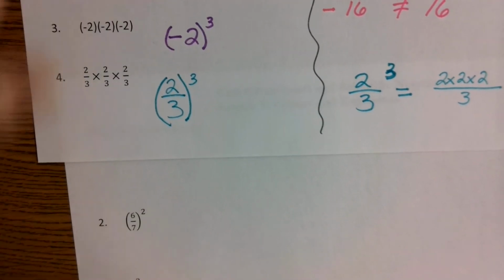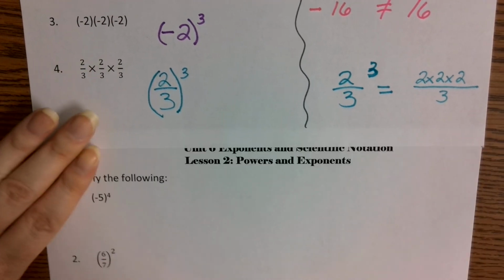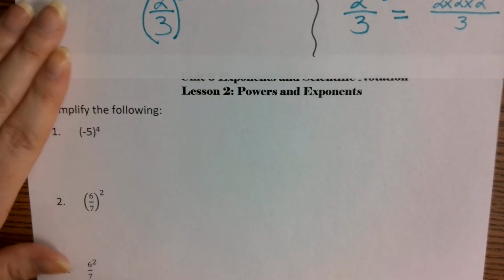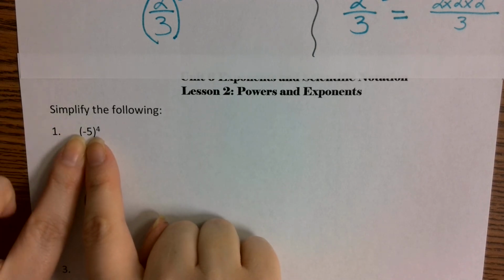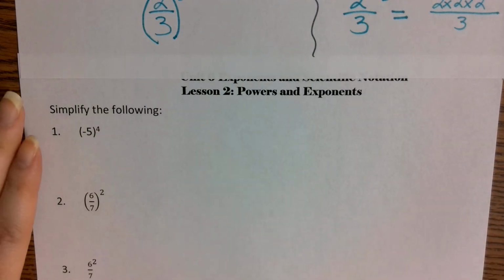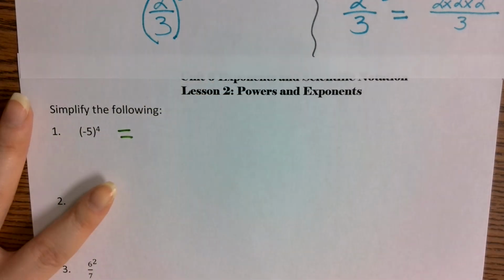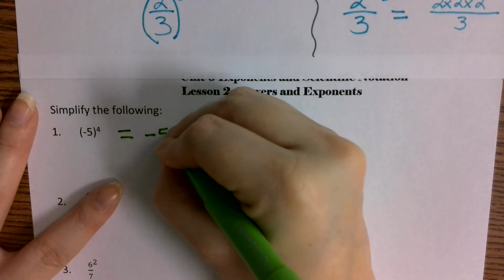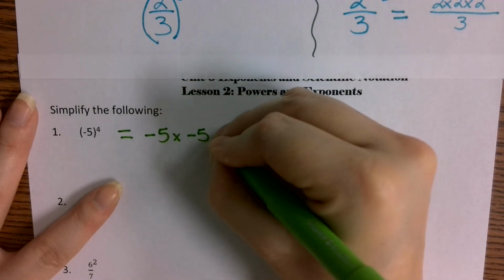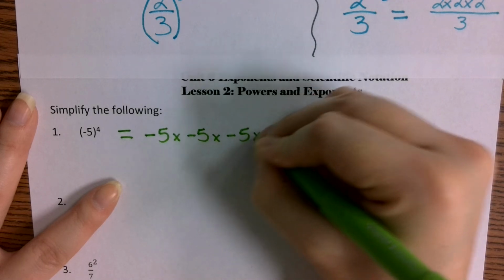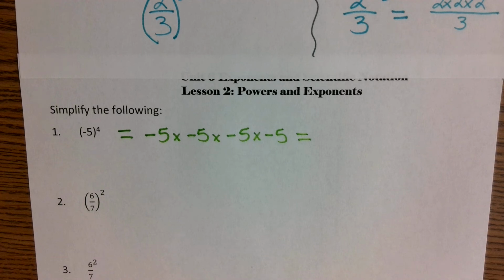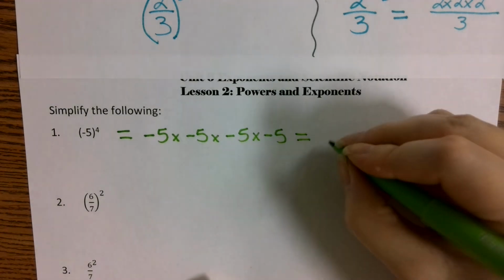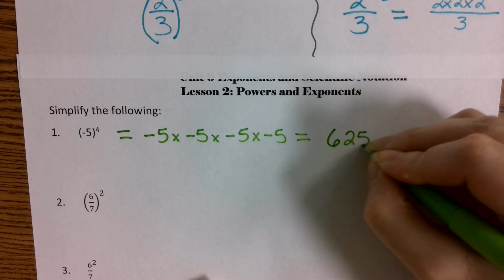Want to make sure we include those parentheses. So based off of including the parentheses, you can now go through and work these out. If we were to write this out, this has parentheses around the -5. That means that in expanded form, this is going to be -5 times -5 times -5 times -5. And what do we get when we work that out? 625. Good. Positive 625. Okay?